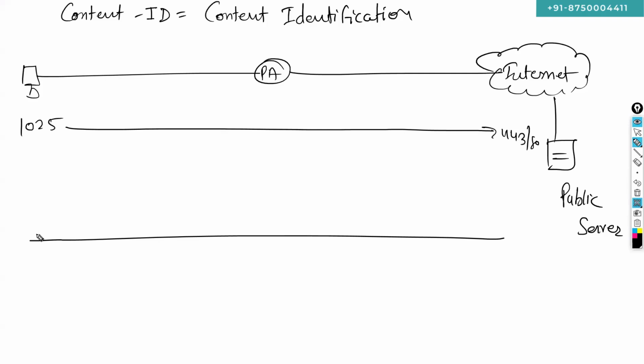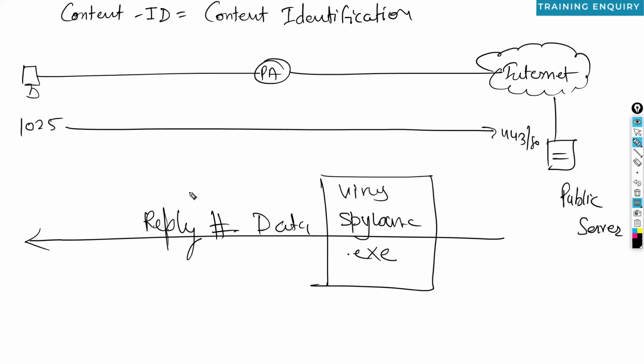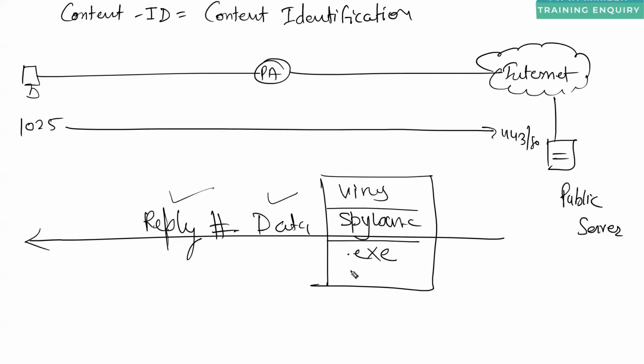Done. So this server will give a reply. In reply, server will send data. That data can have virus, can have spyware, or can have a restricted file like an .exe file. So when server is giving reply, in reply it will send data. Data can have virus, spyware, and any file format which is not allowed in our organization, but user can download.